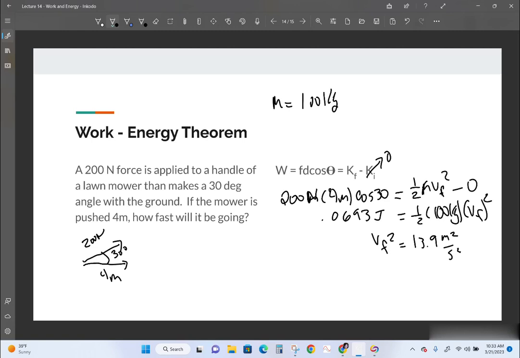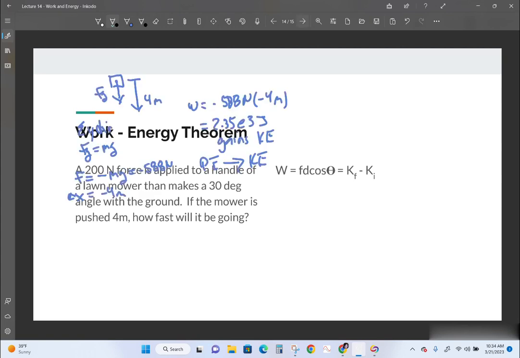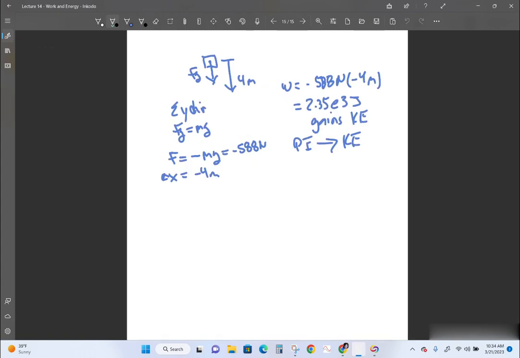And now I'm going to take the square root of that, which is going to give me 3.72 meters per second. So it will have a speed of 3.7 meters per second when it leaves at the end of that 4 meters. So that is your lawnmower. It's moving at 3.7 meters per second. All right. That's it for work and energy and kinetic energy.